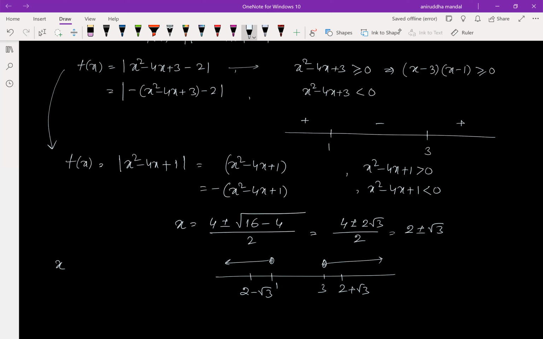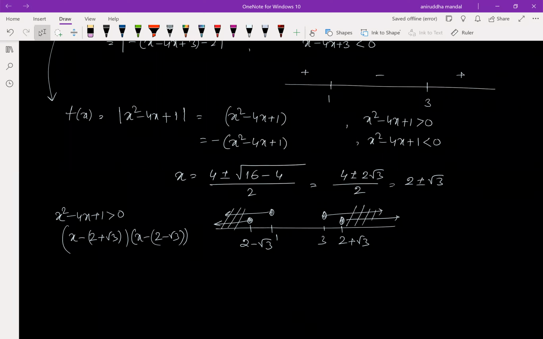for x square minus 4x plus 1 greater than 0, x minus 2 plus root 3, and x minus 2 minus root 3. Okay, so these are the roots of this equation. So which means this is positive. So positive means this is the second part. Okay, and this is the second part for this equation. So which means this is positive.